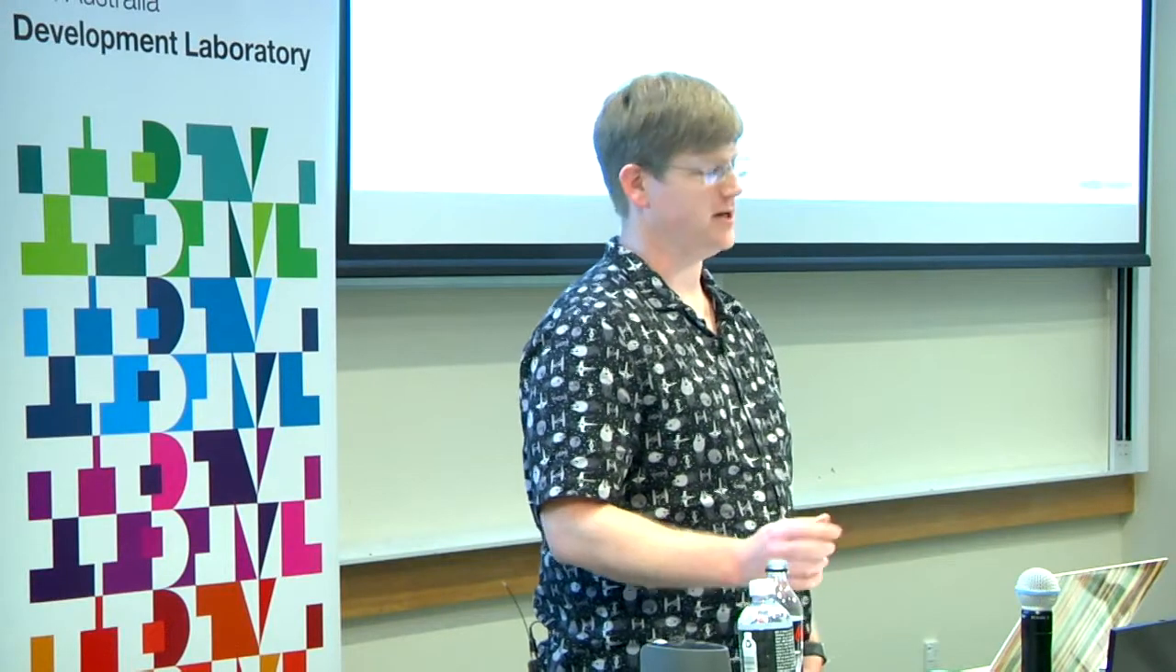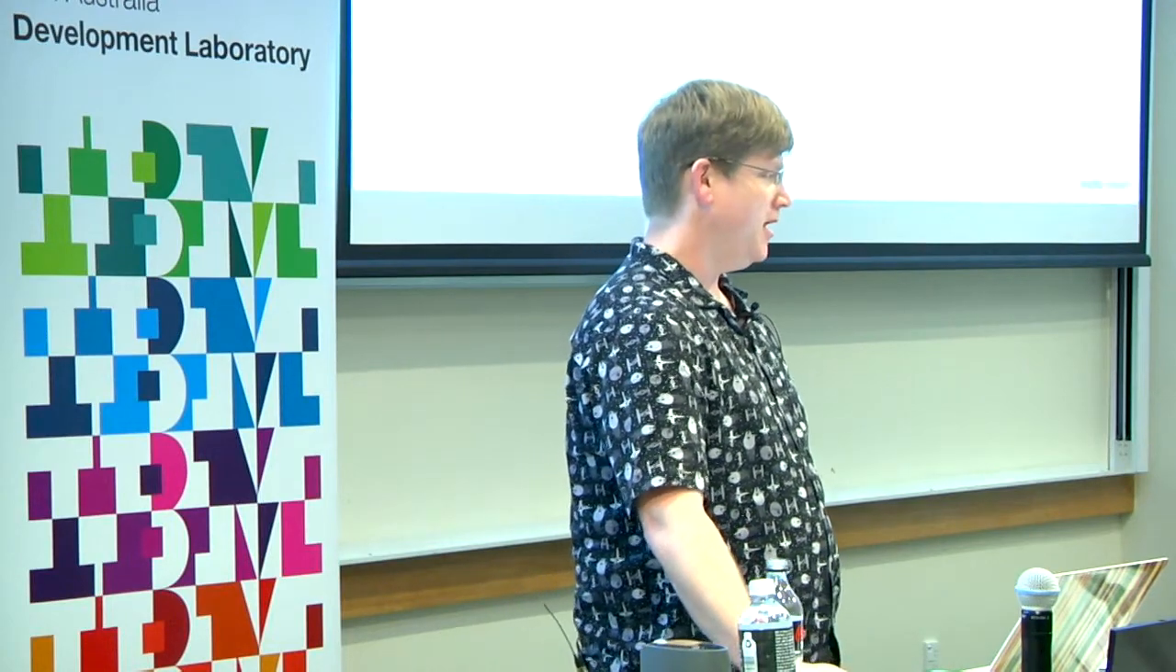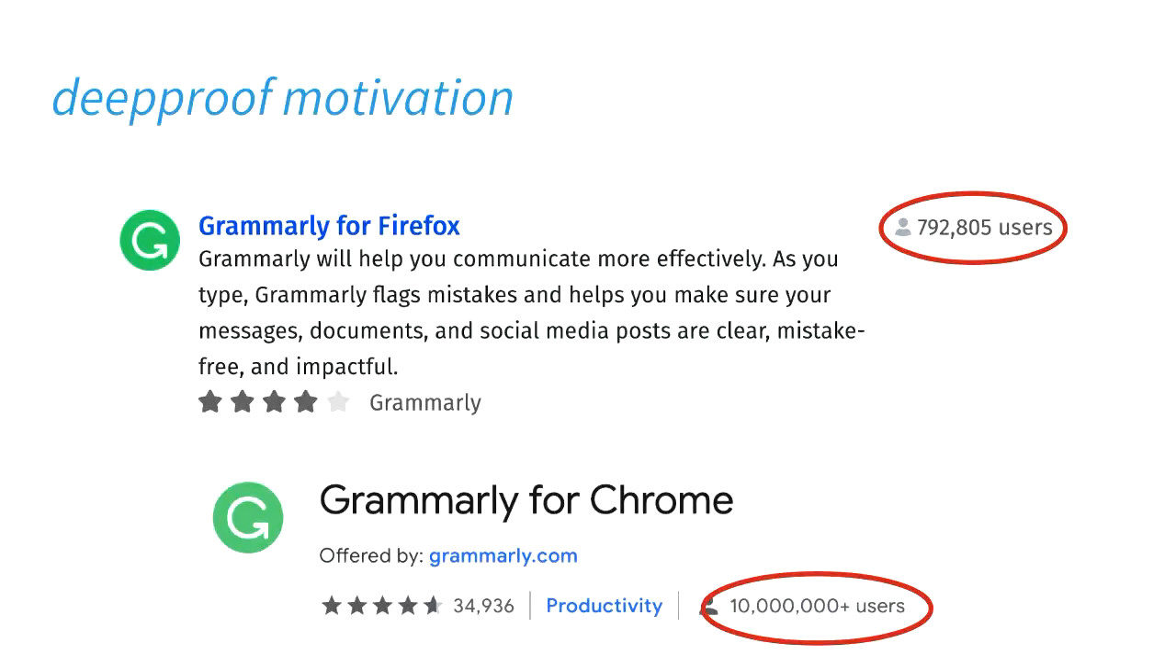Another experiment that we did was called DeepProof. And the idea here was we wanted to make a spelling and grammar checker that we could potentially put in Firefox. And the motivation was simple. There is one. It's one of the most popular plugins for Chrome and for Firefox. And it's basically a keylogger. Anything you type when you install this plugin is basically going to a server and getting spell checked and grammar checked character by character.